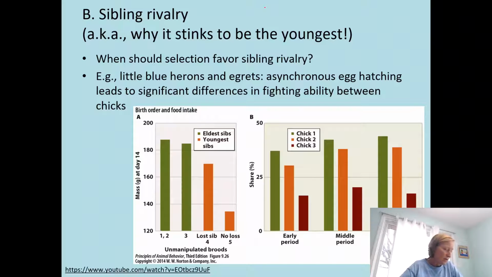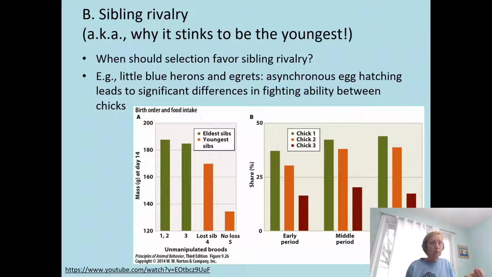And this comes out all the time in bird species. Birds are kind of interesting. A lot of birds like little blue herons, egrets, red-shouldered hawks have what's called asynchronous egg hatching. So they'll lay 3 or 4 or 5 or 6 eggs, and the first egg that's laid hatches first. And then the second egg hatches, and then the third egg hatches, and then the fourth egg hatches. And so you might have a series of days between the oldest offspring in the nest and the youngest offspring in the nest. And that leads to asynchronous ability in fighting.